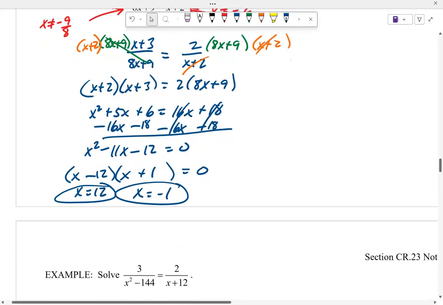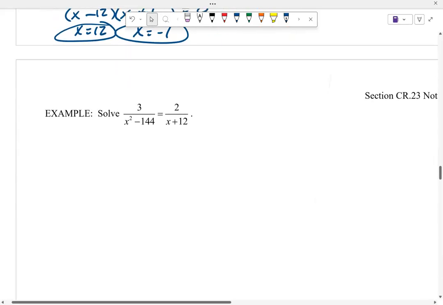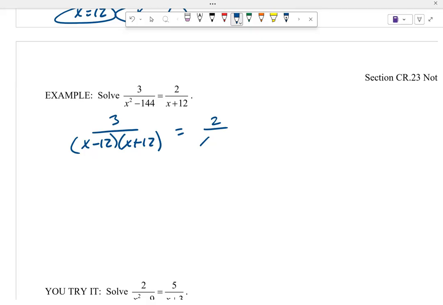Now let's try it with a quadratic on the bottom. And so here on this next problem, I would go ahead and factor that x squared minus 144. And then just take a look and see what you have here. We notice we do have difference of squares, but I have one fraction equaling one fraction. So I'm all set up to start clearing out these common denominators, but I do want to think about what x can not be.